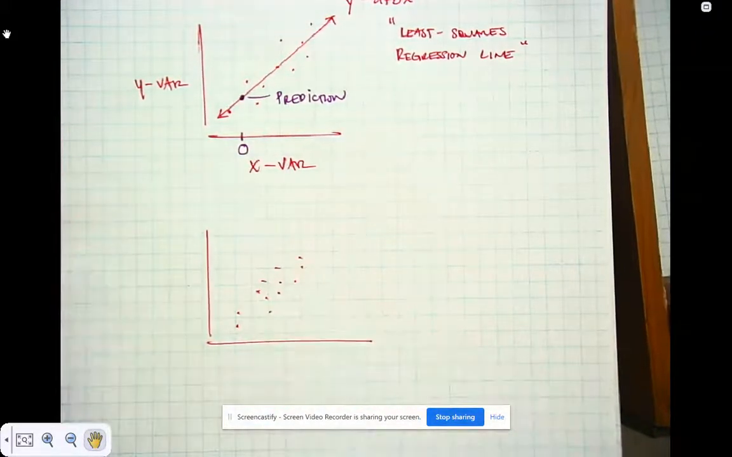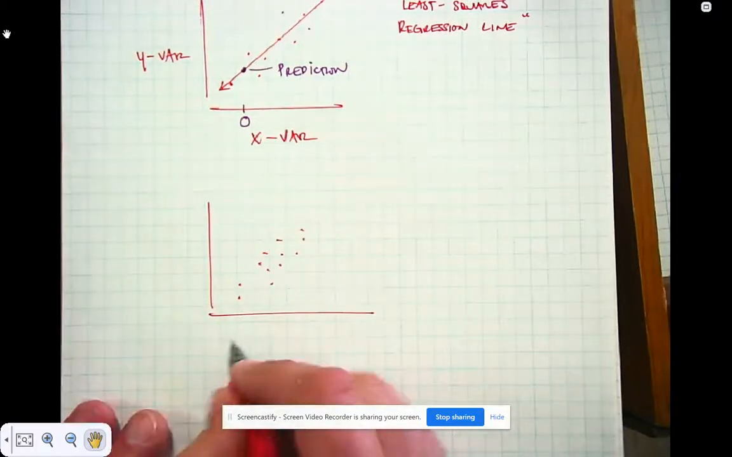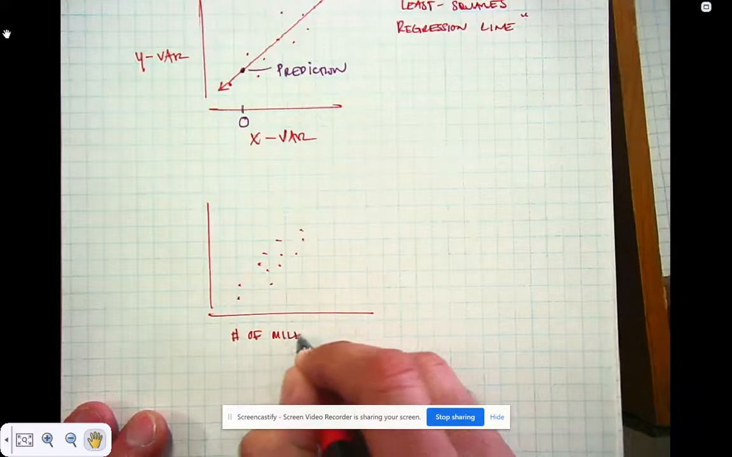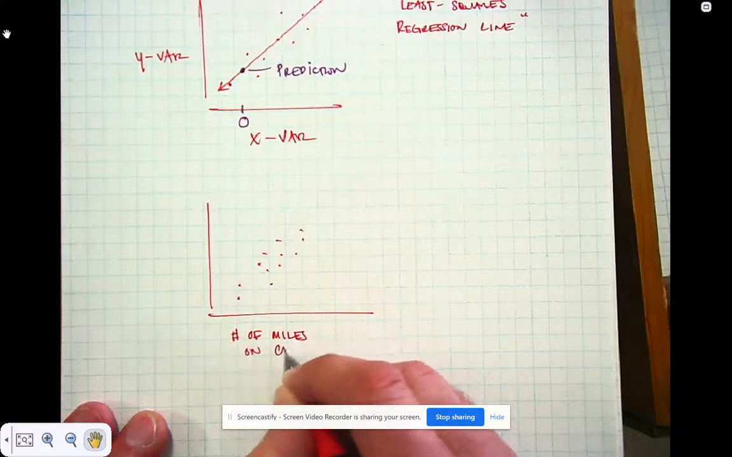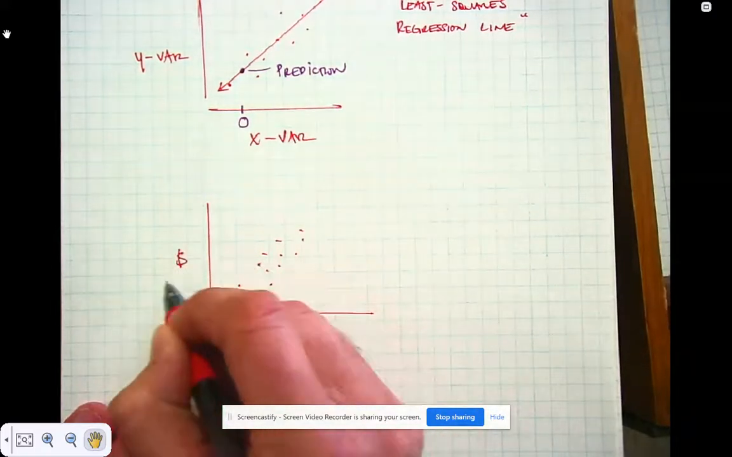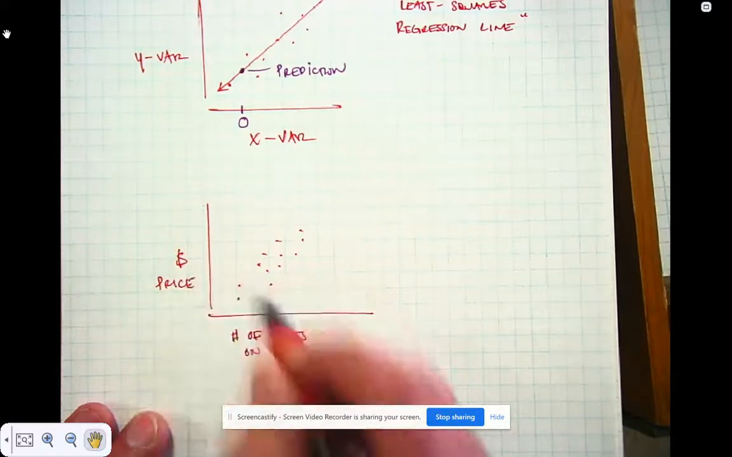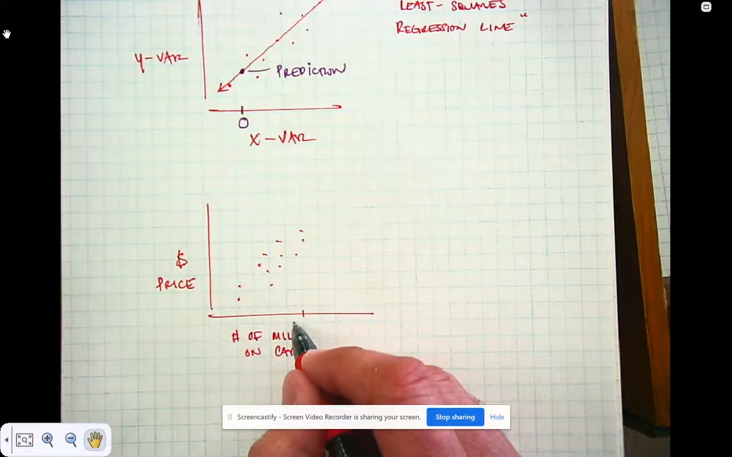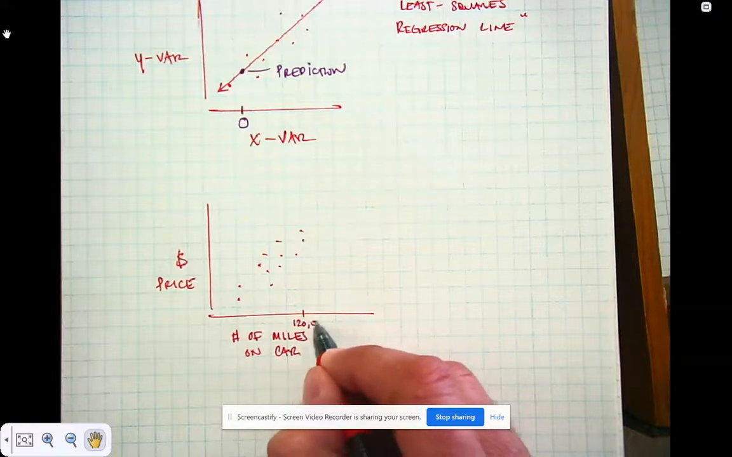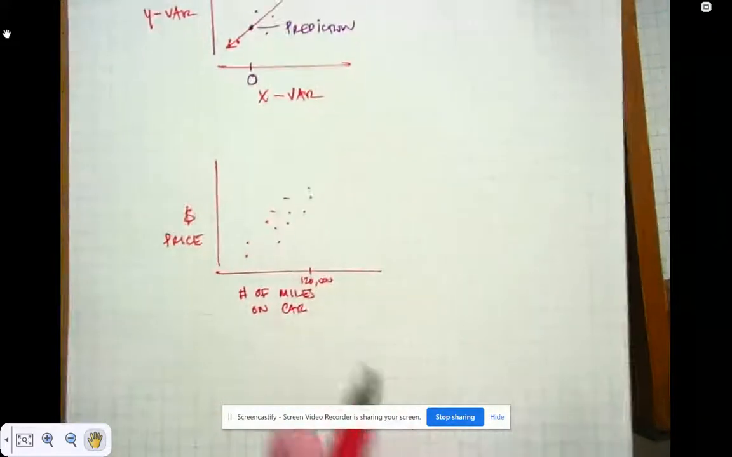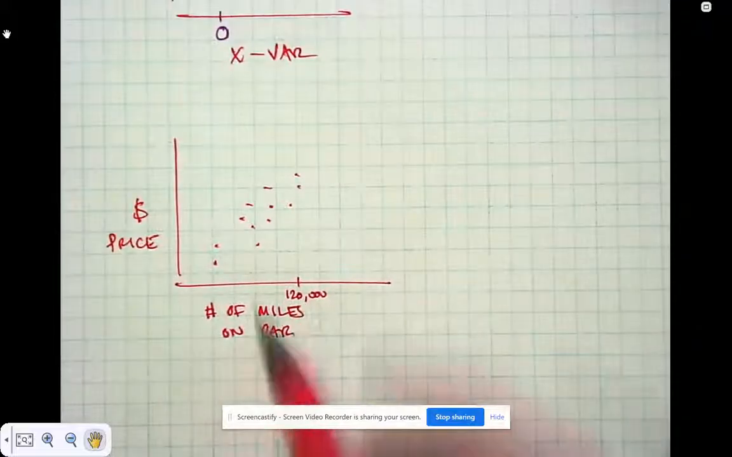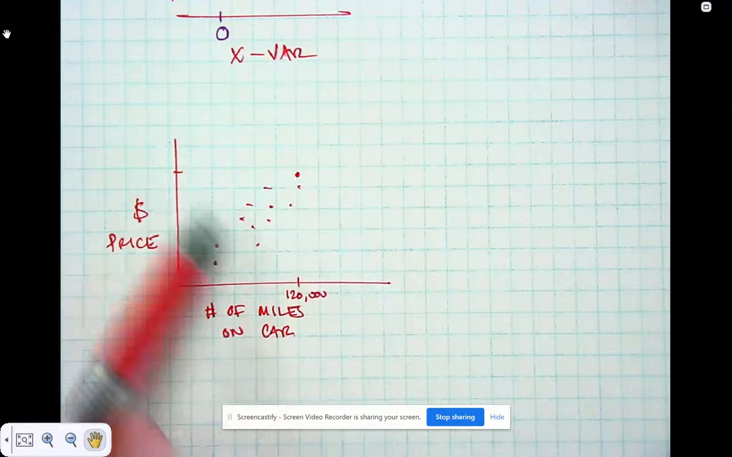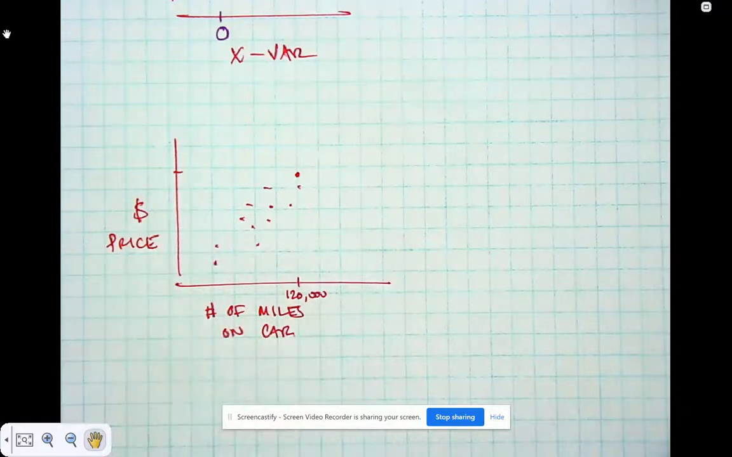Okay, let's make up some variables here. How about the number of miles on a car? And then this is going to be price. So we went out and we collected all this data, and maybe the highest number of miles we found was 120,000. Okay, so we went and found a Toyota truck that had 120,000 miles on it, and it's going to cost this much. This is actually backwards. We would expect the price to go down, but for sake of an example, we'll use it.